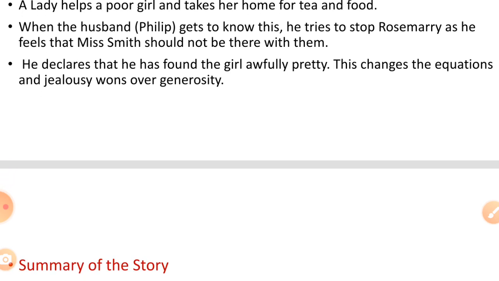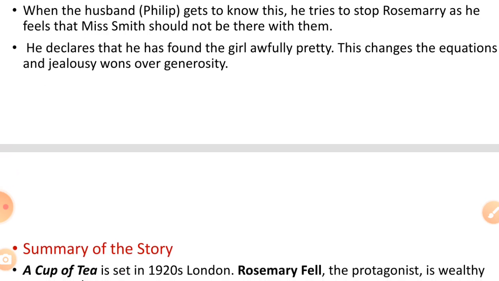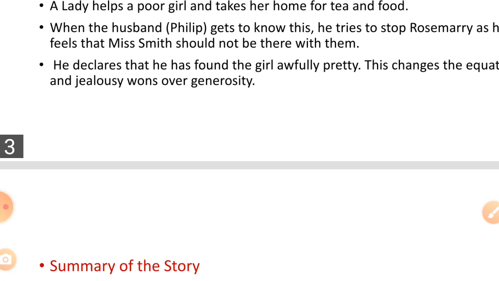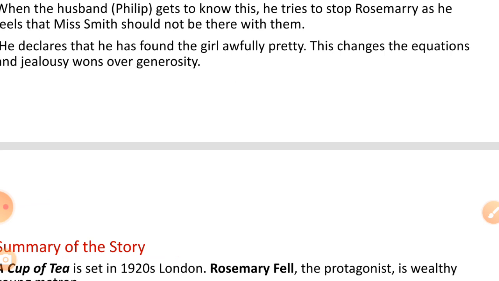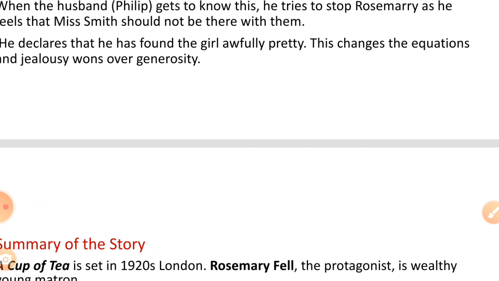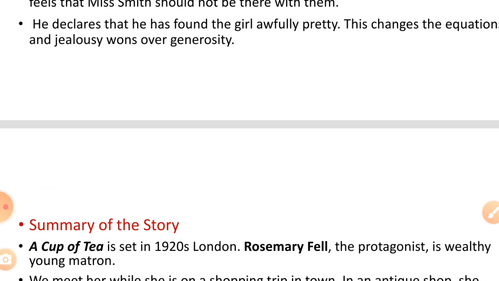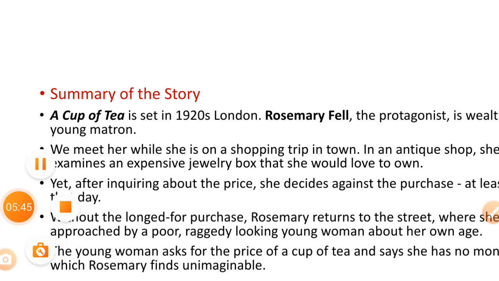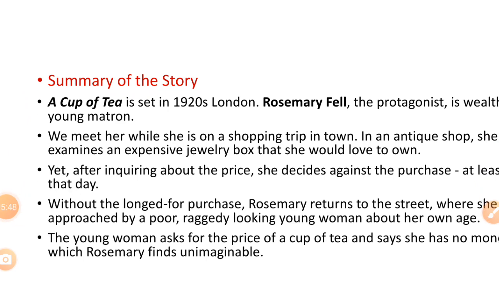He declares that he has found the girl awfully pretty. The word pretty disturbs the peace of mind of Rosemary. This changes the equations, and jealousy wins over generosity. Look at the changes in the mind of Rosemary: she is full of jealousy, because she was generous, but it is jealousy that controls her generosity. As we see the story, we have to summarize it in this form.